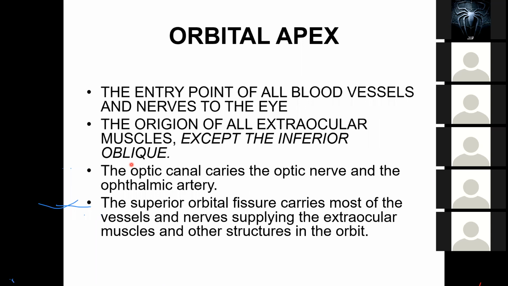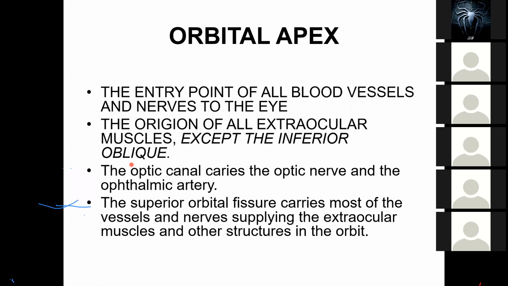Now, when we talk of the orbital apex, as I mentioned from the beginning, the orbit is like a pear, and the apex of it is where the pointed end or the stalk is connected. So the orbital apex is the converging point of the orbit. Now, the orbital apex is the entry point of all blood vessels and nerves that come to the eye.